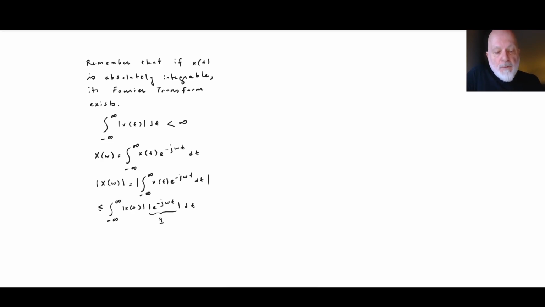So from here we conclude that the magnitude of X of omega is finite for all omega between minus infinity and plus infinity. Let us write it in that form. Provided that x of t is absolutely integrable.